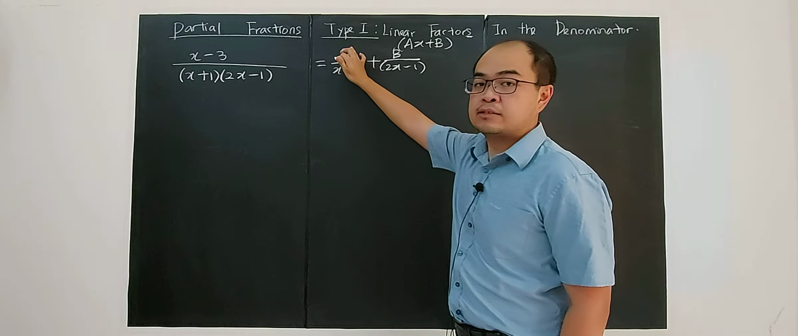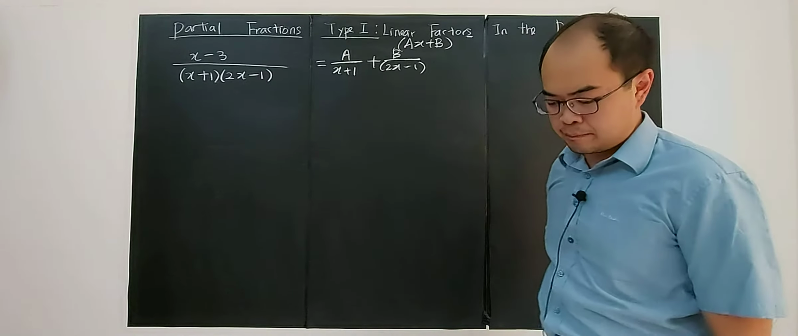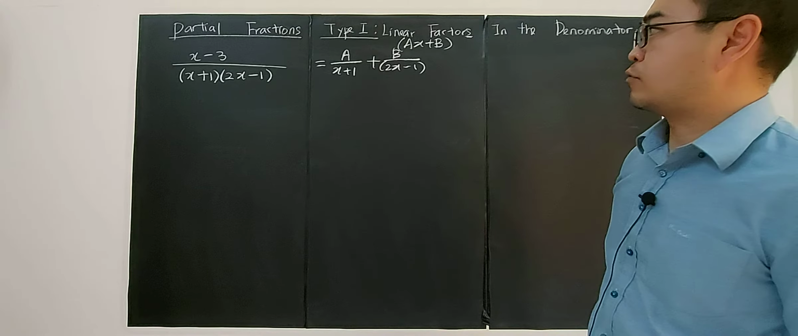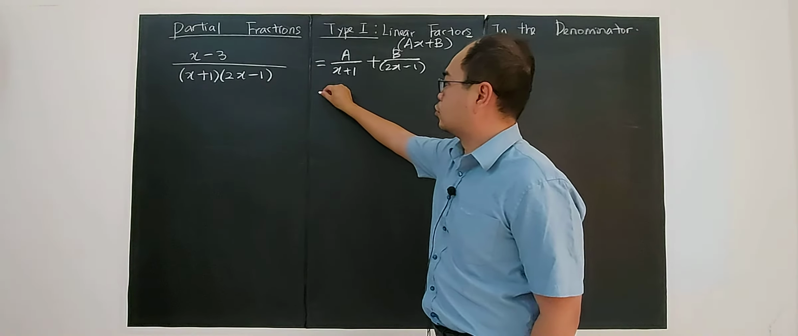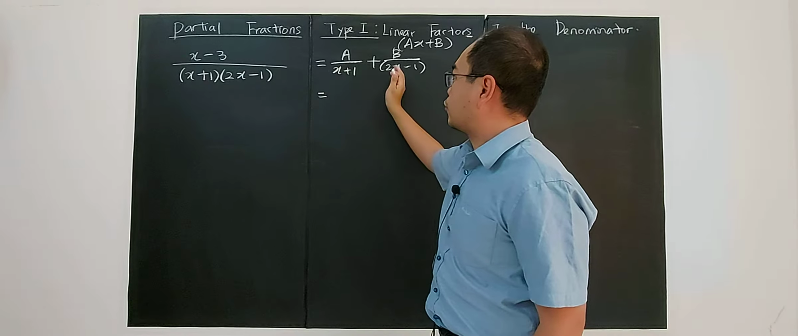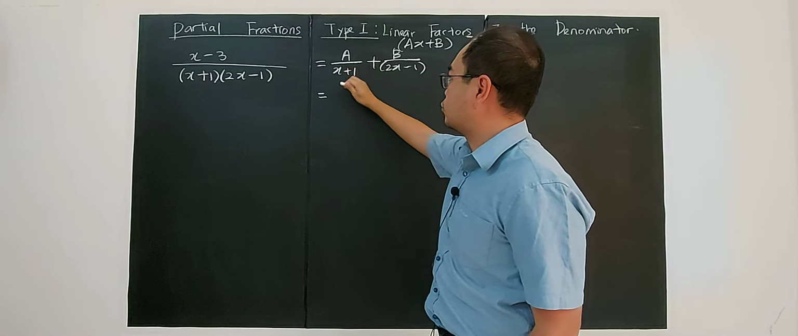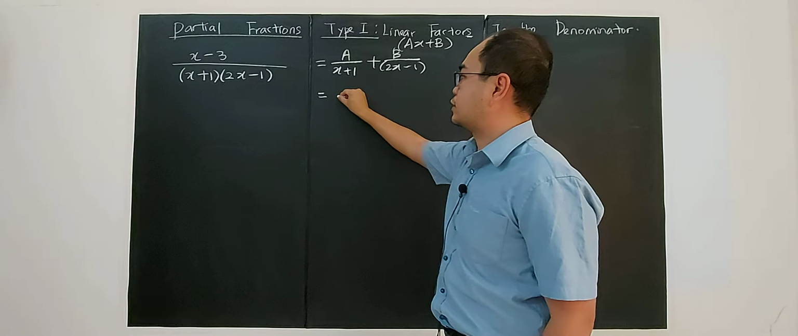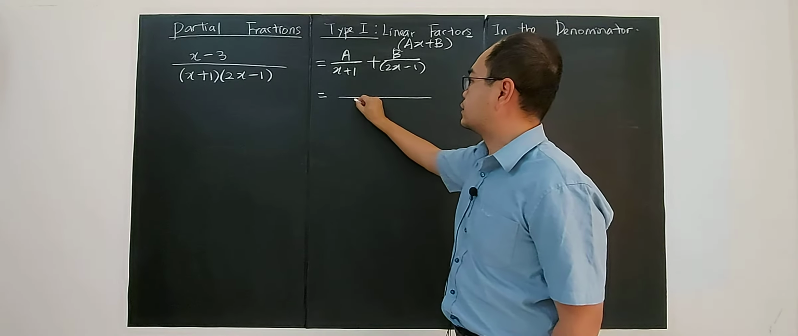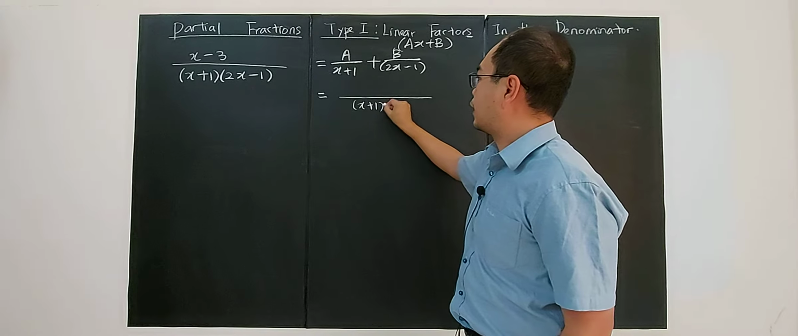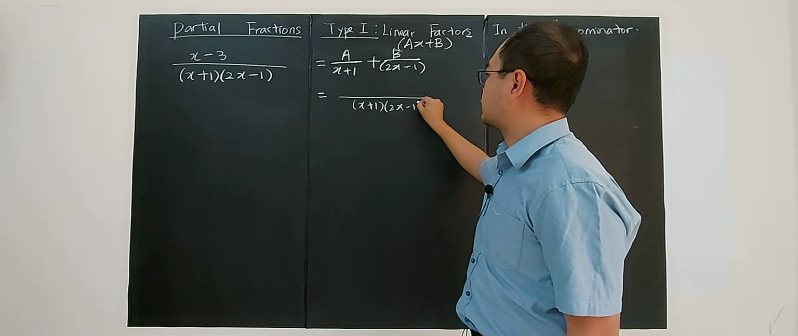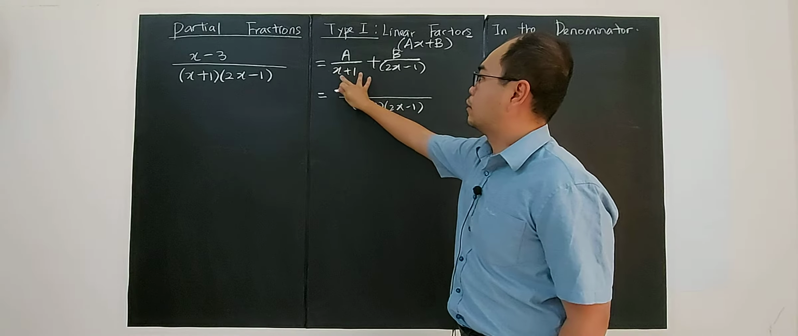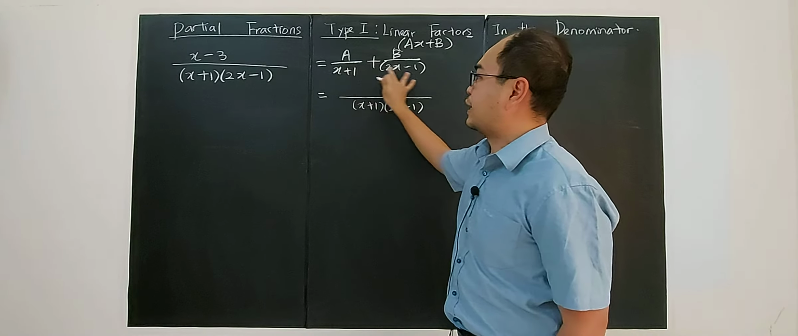The next step is to find the values of a and b. So how do we find the values of a and b? You have to combine the fractions again. You're going to add these two fractions into one fraction. So, for example, I recombine this with x plus 1 and 2x minus 1, right? If you want to add these two, the denominators must be identical.